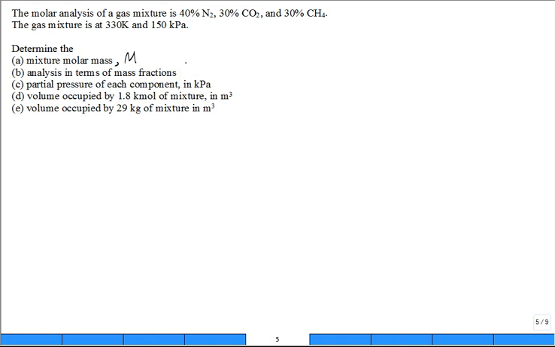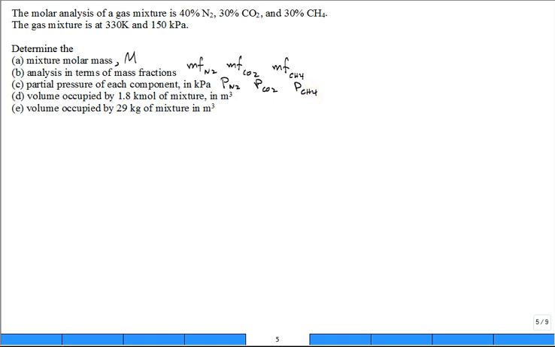So we're going to be looking for the mass fraction of nitrogen, the mass fraction of carbon dioxide. Oops, I wrote down y. What does that mean? I'm looking for the molar fractions. No, I need the mass fractions, right? Mass fraction of nitrogen, mass fraction of carbon dioxide, and the mass fraction of methane. So those three things we need to calculate for part B. Part C, what's the partial pressure of each component? So we need the partial pressure of nitrogen, the partial pressure of CO2, the partial pressure of CH4.